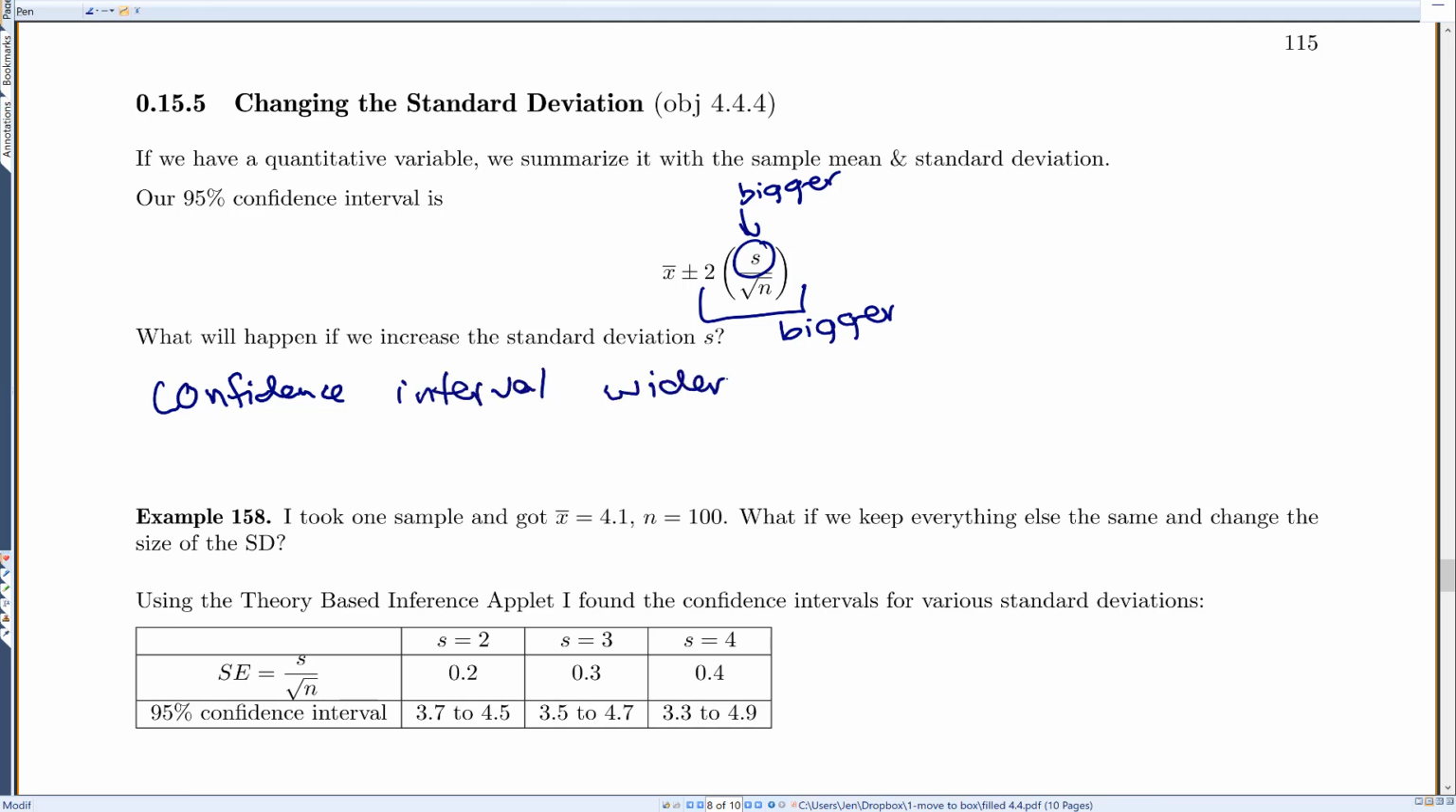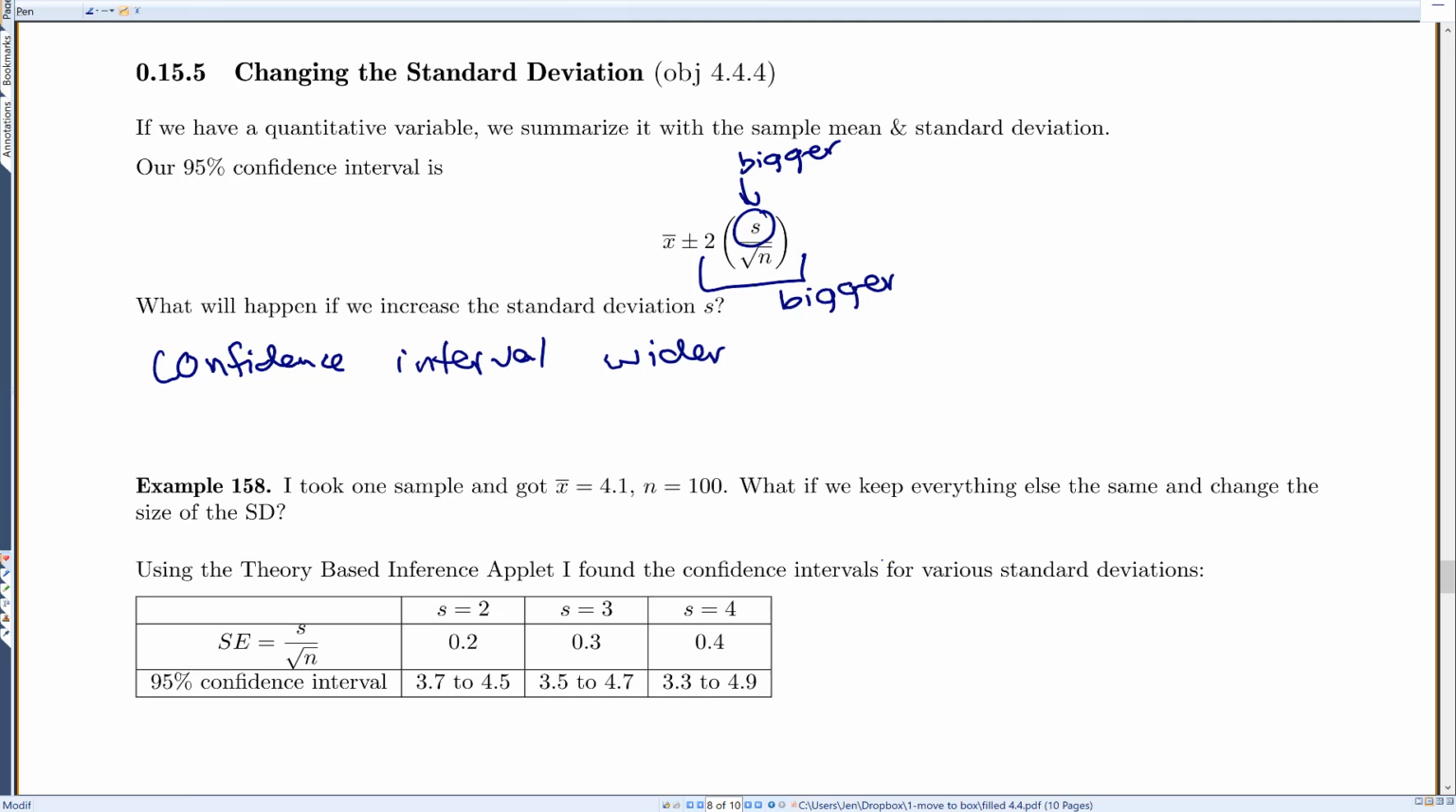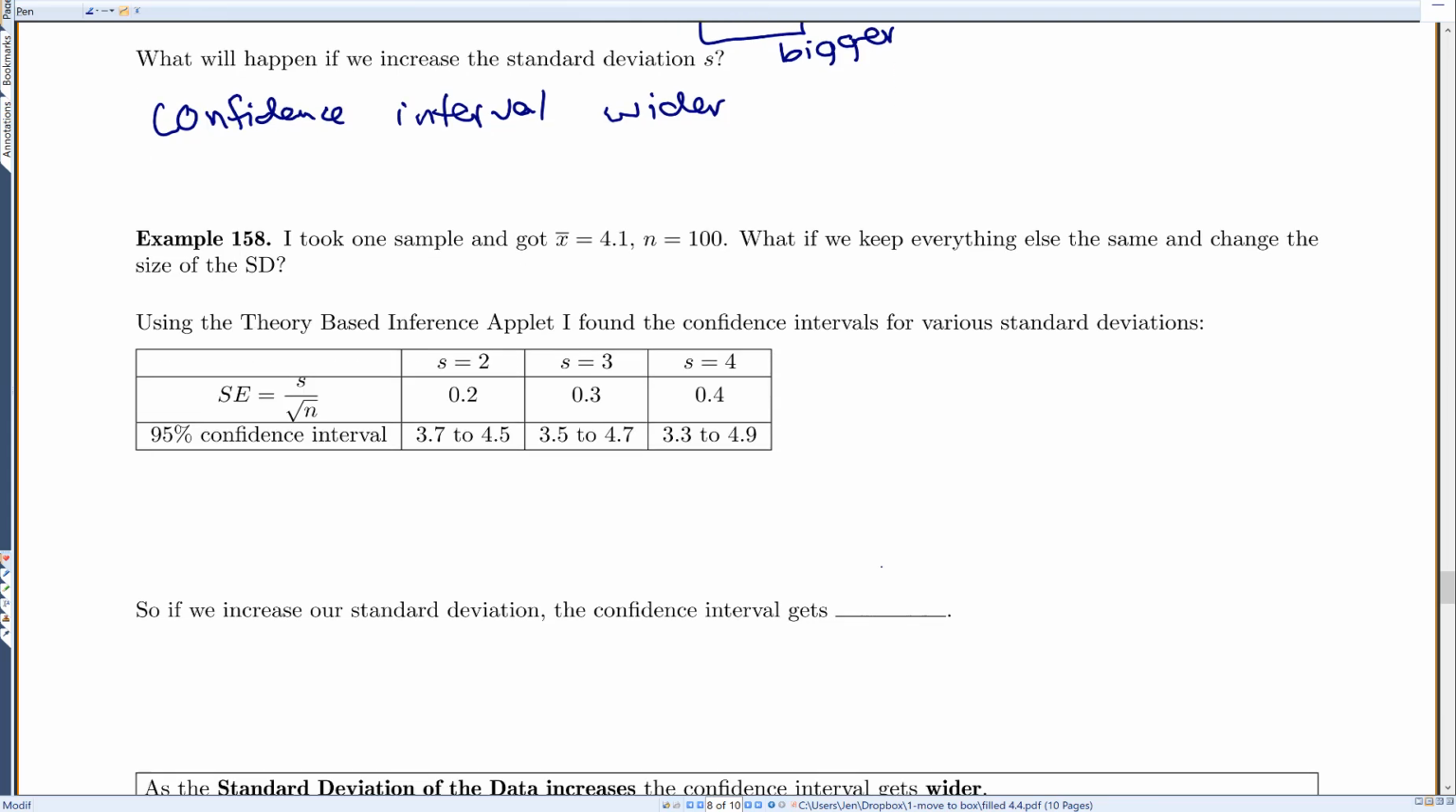So if you increase the standard deviation, then our confidence interval is going to get wider because that whole margin of error is bigger. So that you can actually see it, I took a sample. Here I got sample mean 4.1, sample size is 100. What if we keep everything else the same and change the size of the standard deviation? So using the theory-based applet, I found confidence intervals for these different standard deviations.